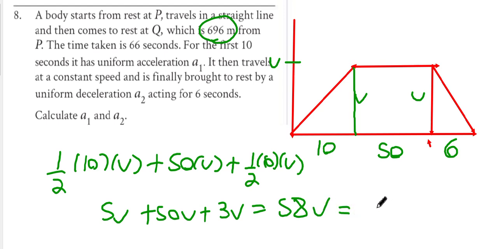And 58V must equal 696. Divide 696 by 58, and what do we get? 12. Okay.